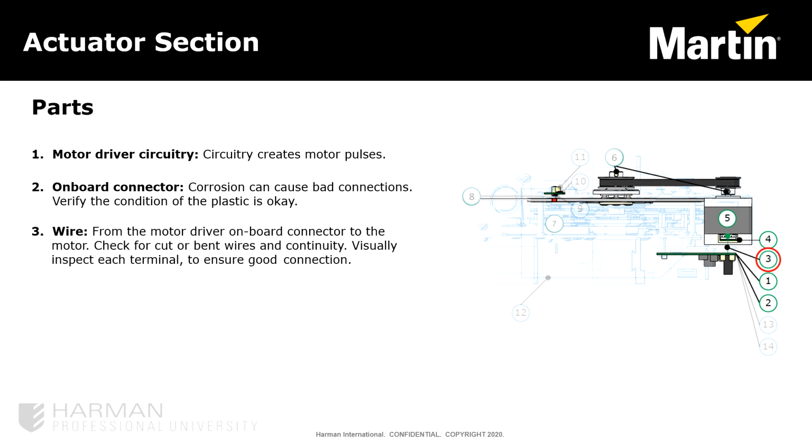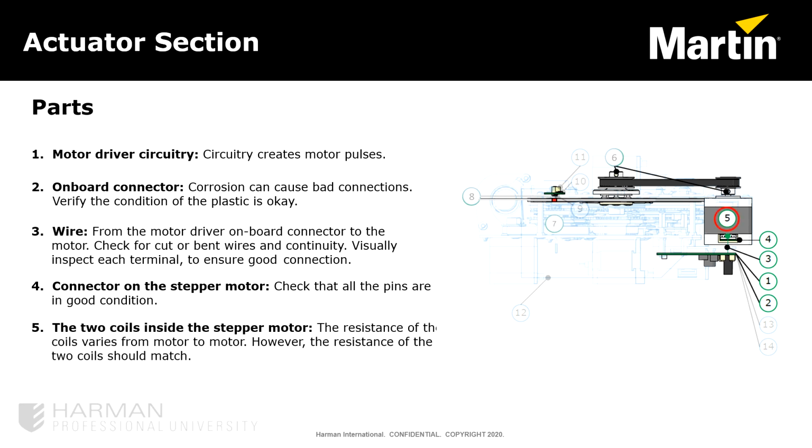For verifying part number 3 in the figure, wire checks should be done visually and with your fingertip to ensure good continuity and connection. Ensure the connector and pins on the stepper motor, denoted as part number 4, have good contact and that there are no bent pins. Check the two coils inside part 5, the stepper motor, because the resistance of the coils varies from motor to motor, and the resistance of the two coils should be the same. The best way to verify this is to measure between pins 1 and 3 and pins 2 and 4 for resistance comparison. If the measurements differ greatly, or one is either open or shorted, the motor must be replaced.